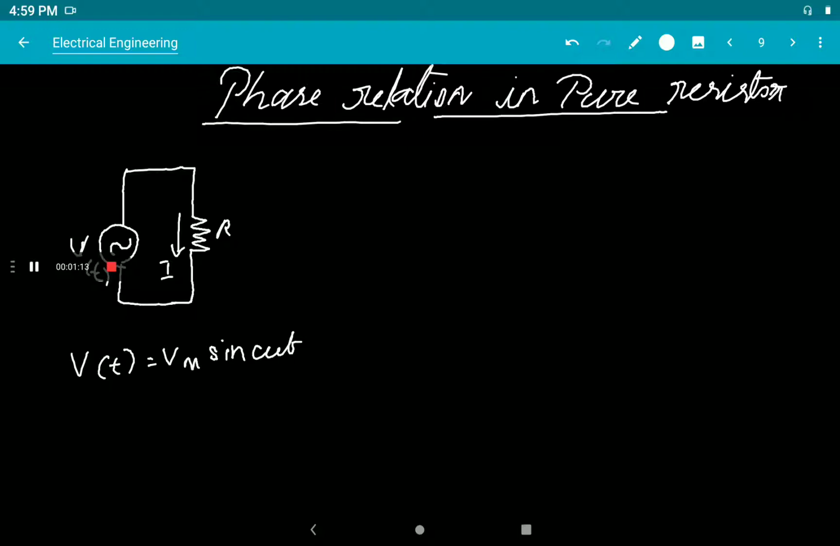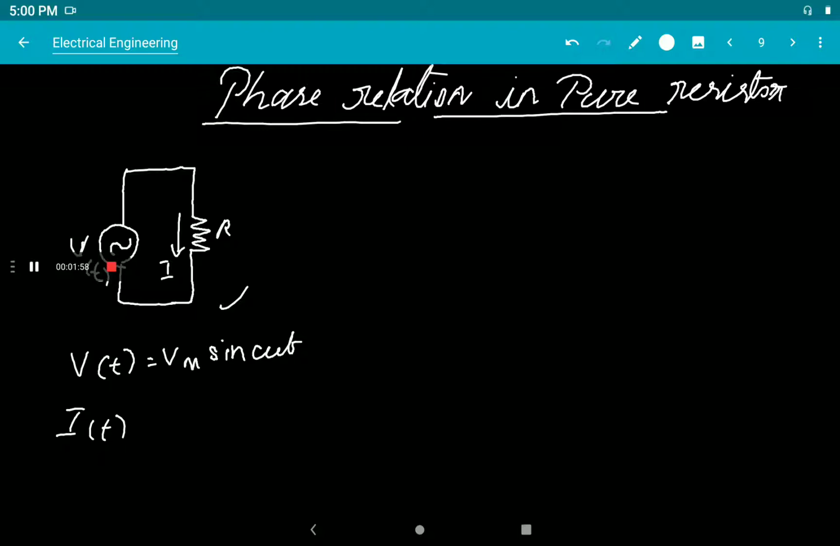So first we consider this diagram. Just consider a resistor having resistance value R, and we are applying a voltage V of t, where V of t is equal to Vm sin omega t. Okay. And the current flowing through is I. So first we are going to find out the phase difference, or phase angle, between voltage and current in a pure resistor alone. The circuit shown has only one resistor, only ohmic resistance R. Okay, R is the ohmic resistance and I of t is the instantaneous current flowing through that resistor.